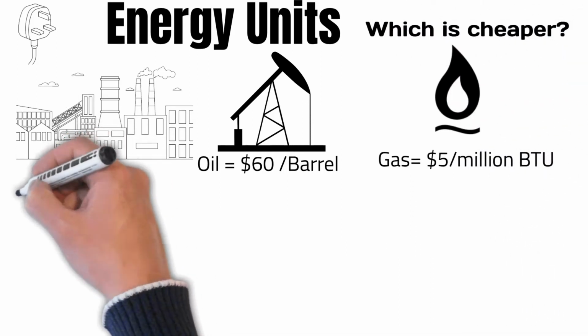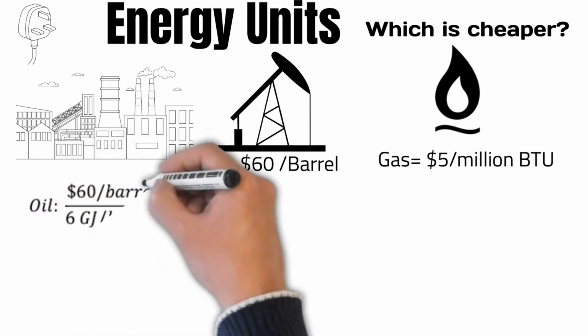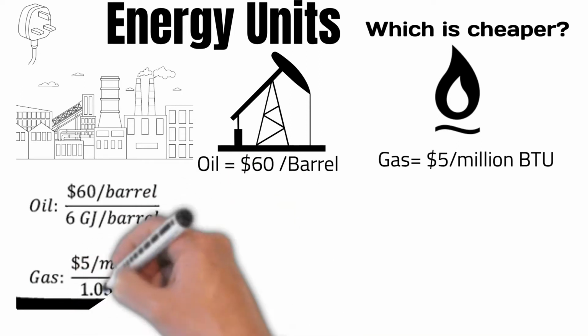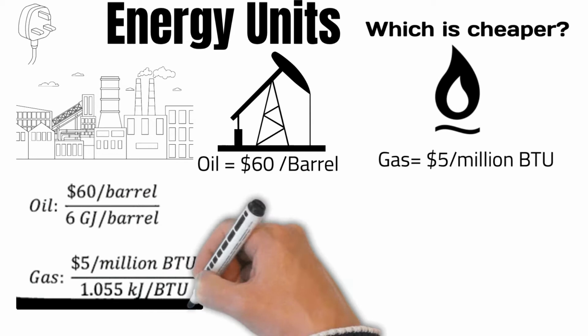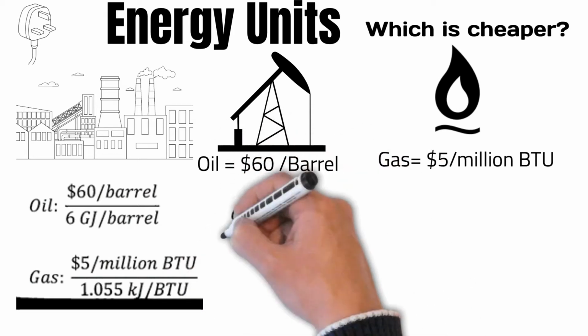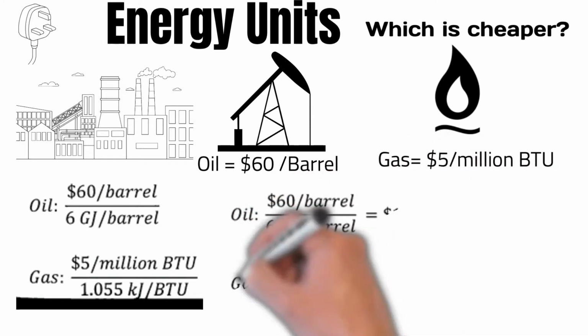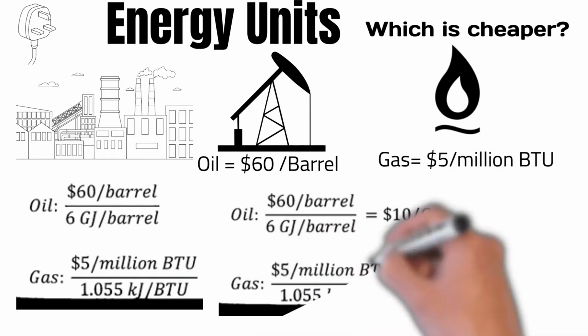Here we need to do some unit conversion. Look at the conversion table in your book. Let's say the oil is giving us 6 gigajoule per barrel and the gas is giving 1.055 kilojoule per BTU. So we need to do the conversion to a standard unit, and it should be equal for both. Here we are interested in energy, so we will convert to dollar per gigajoule, or per joule or kilojoule.